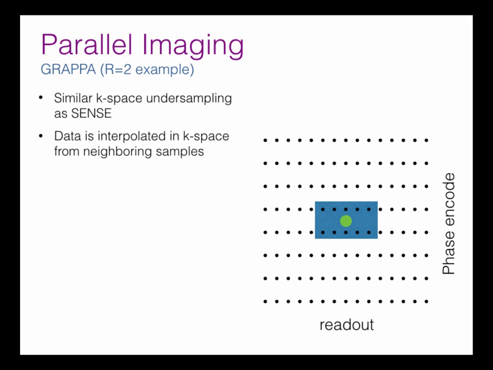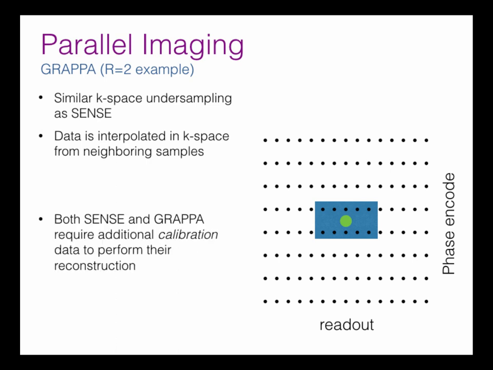And the main problem in all these methods is that you have to collect additional calibration data in order to do the inversion. They're fairly much equivalent to one another. There are certain advantages for GRAPPA in certain situations. But the main thing is you have to acquire additional calibration data, and you either do that during the scan itself, or you have to acquire it ahead of time.